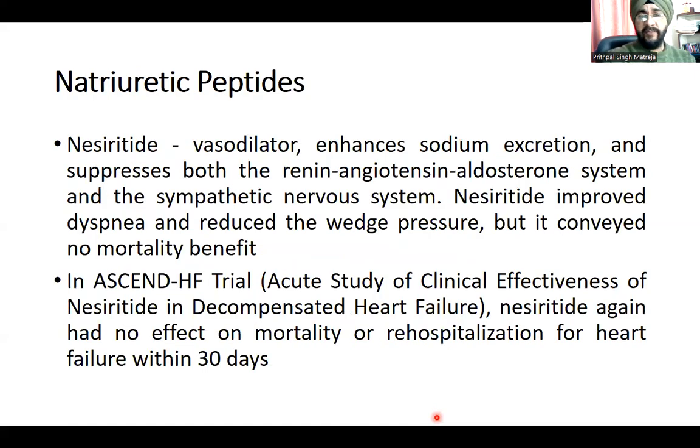Natriuretic peptides have been used. This is a human recombinant brain natriuretic peptide, a vasodilator. It tends to enhance the sodium excretion, suppresses both the renin-angiotensin aldosterone system and the sympathetic nervous system, and it improves the dyspnea and reduces the wedge pressure. But it has been found to have no mortality benefit.